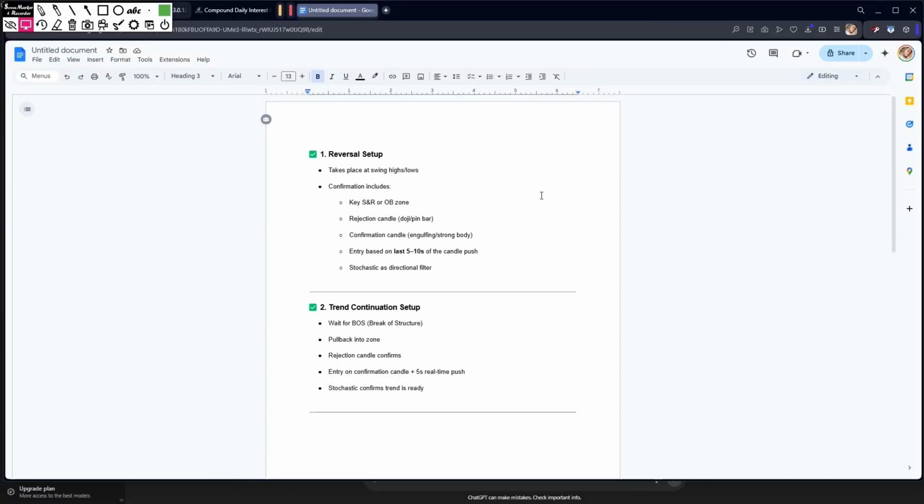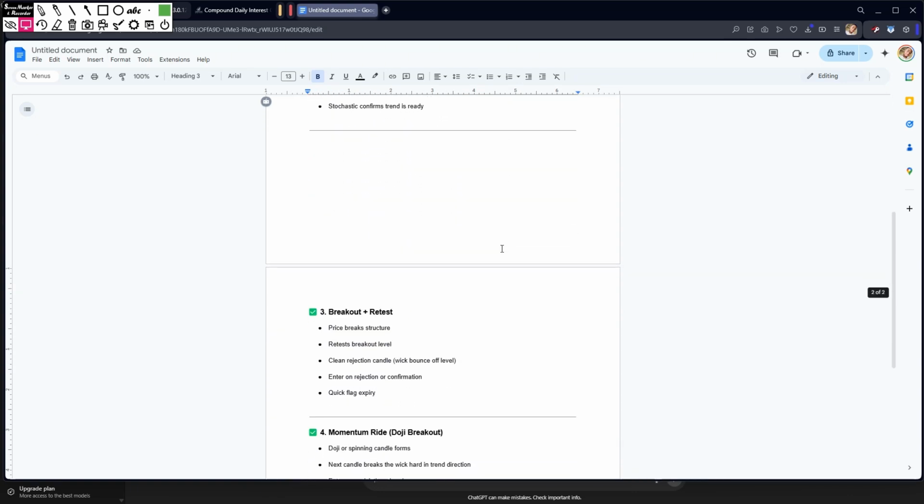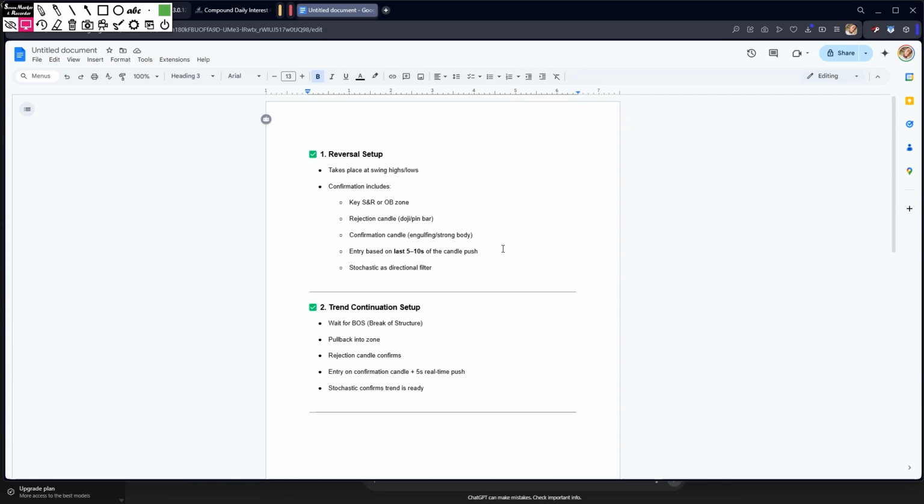Hello guys, so my $70 trading challenge has ended and I want to begin another challenge, and this one will be for a very long time. Let's do a challenge to $1,000 in 45 days. And before I go into the challenge, I want to show you my four setups, my four A plus setups in a simplified form, and I'm going to show you the explanation I'll be using to make my trades.